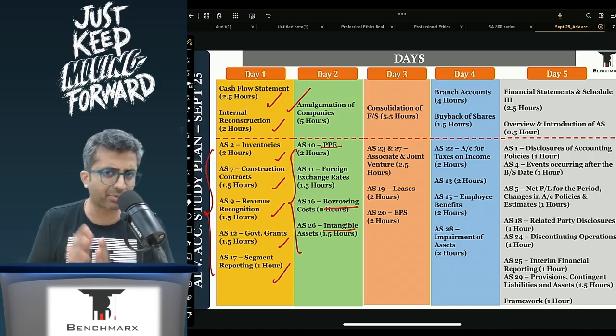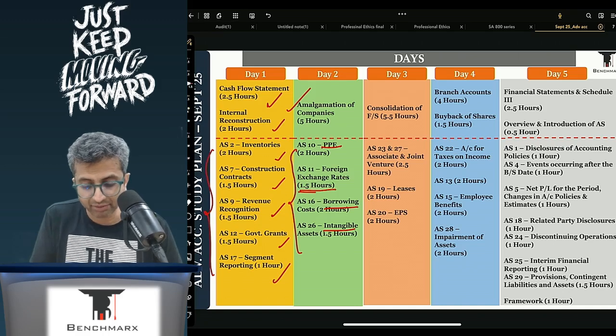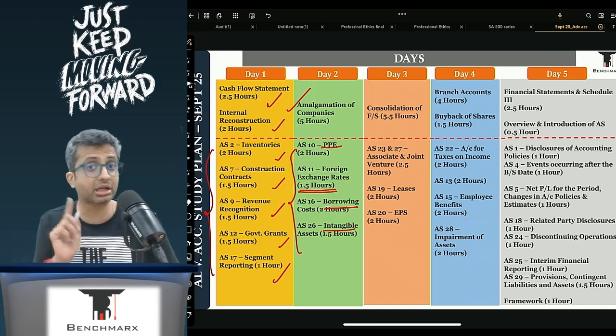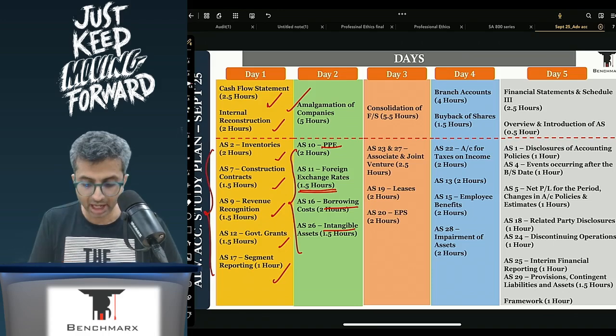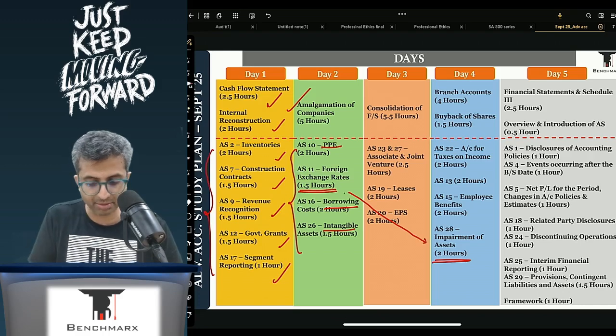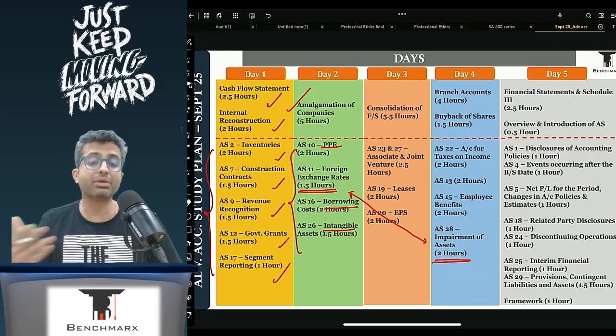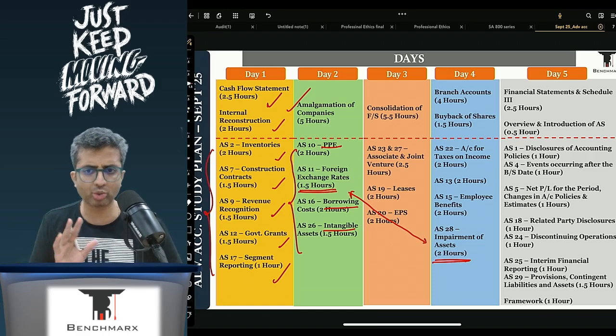Later you are looking at largely the asset link standards, which is PP, intangibles and borrowing costs. Now to be honest, I've kept foreign exchange over here. However, if you prefer doing another asset link standard, which is impairment, you can do impairment over here instead of this day, and you can interchange foreign exchange and impairment.